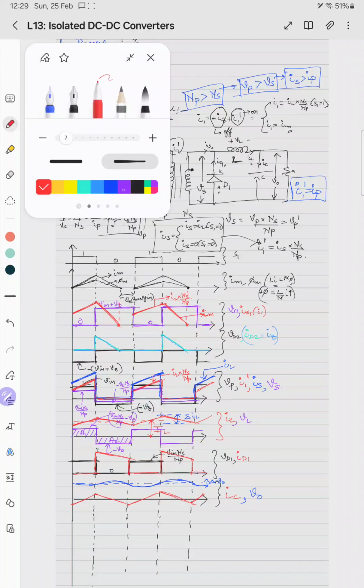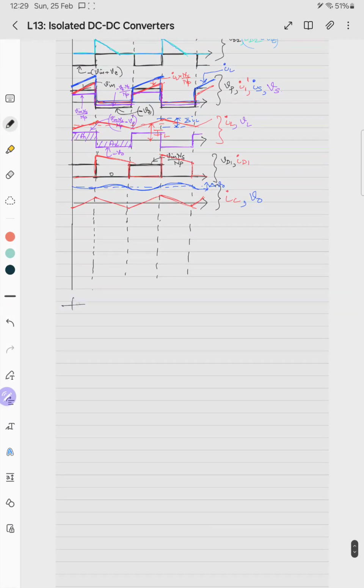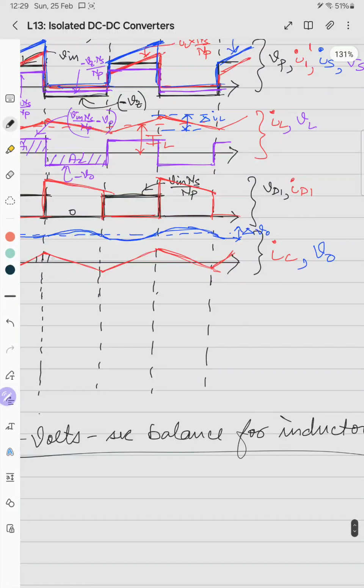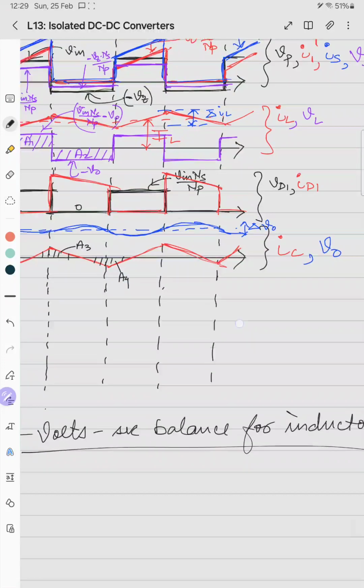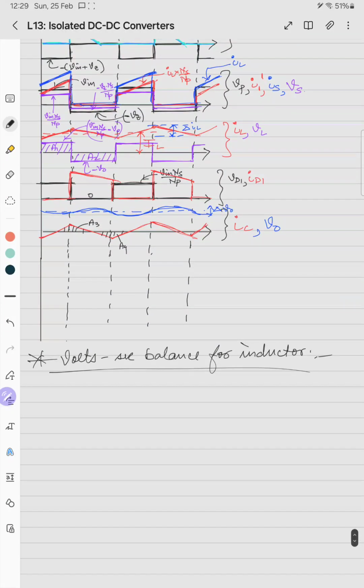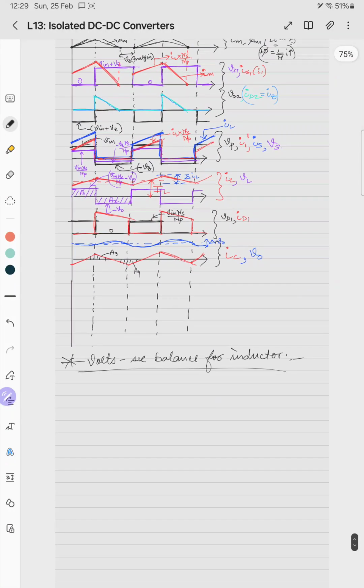So if we do the volt second balance quickly for the inductor, what is the volt second balance for the inductor? Similarly for amp second balance, this is A3 and A4. We saw that the waveforms of the secondary side are very similar to the buck converter, so the same principle we can apply. We can use the same formula for finding the relation between output and input voltage. So that is A1 equals A2.